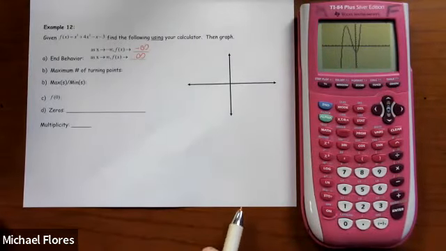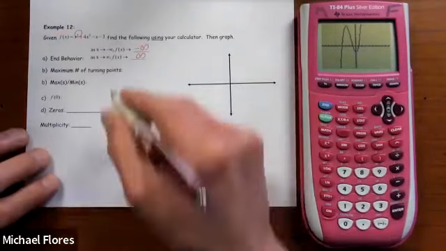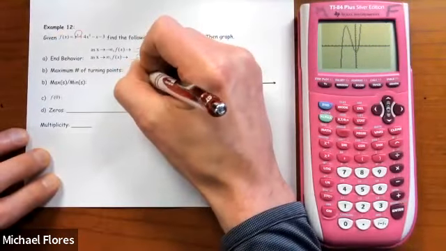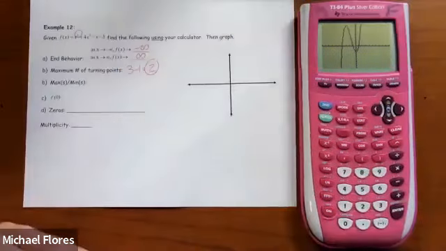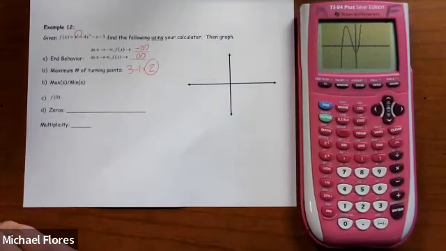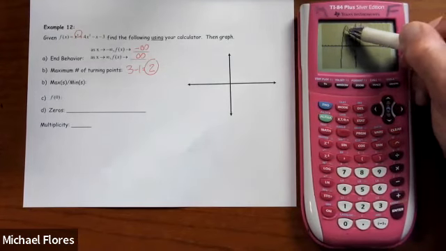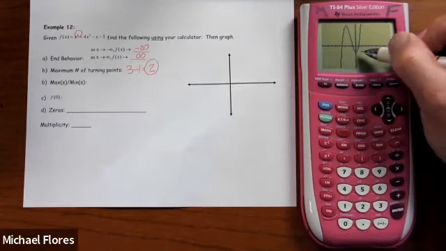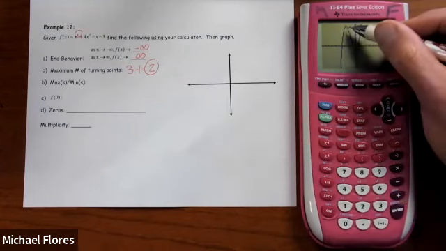Maximum number of turns. Well, this is a third degree polynomial. 3 minus 1 is 2. Maximum or minimum value. Now I see why it wants us to use our calculators. So we have a maximum value here where we see a peak and a minimum value there where we see a valley. So let's figure out what is the maximum value first.